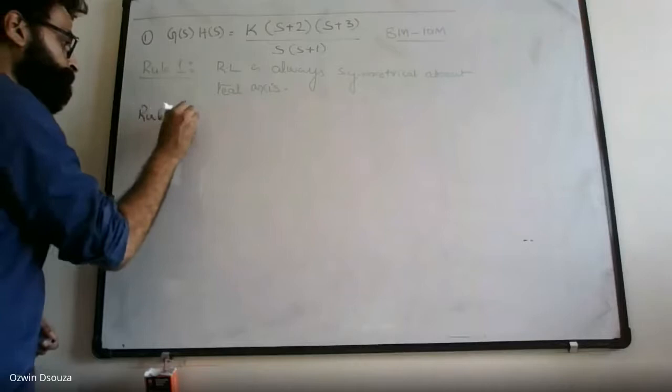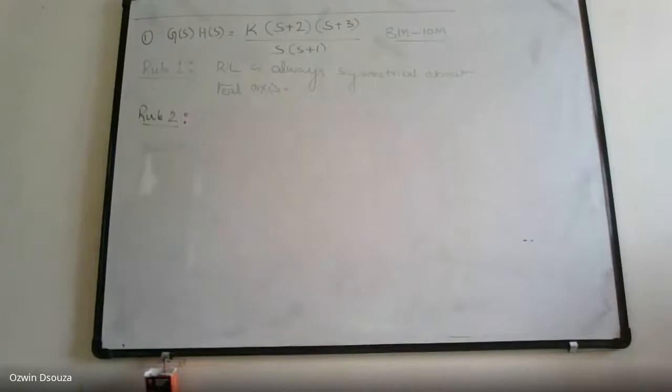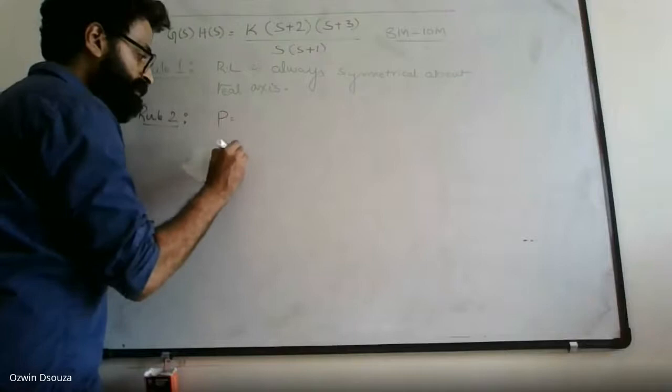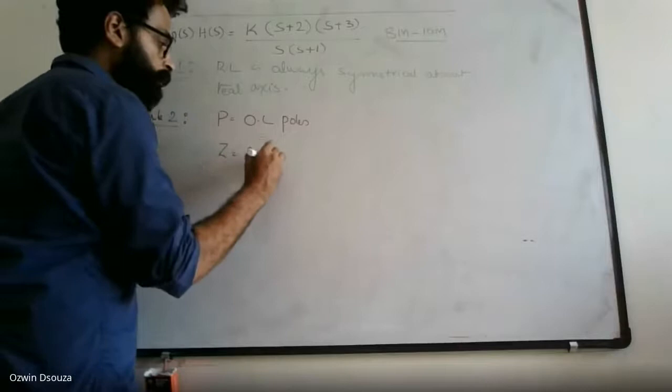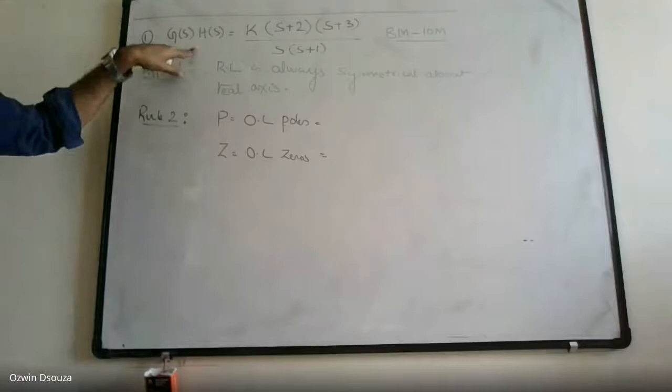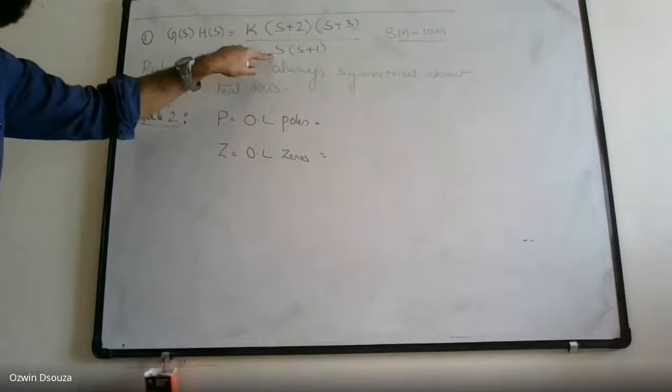Rule 2. So rule 2 is about open loop poles and open loop zeros. So P is equal to open loop poles, and Z is equal to open loop zeros. So the given open loop transfer function consists of how many open loop poles? Two open loop poles, right? One is at 0 and one more is at minus 1. So open loop pole count is 2.